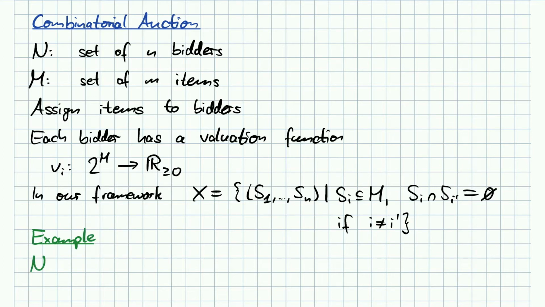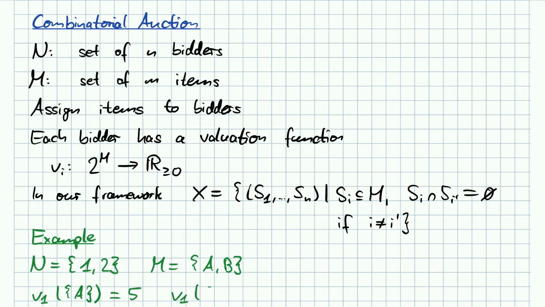We might have two bidders and two items. And now we can define the function v arbitrarily. So for example, we might set v_1: if bidder 1 gets item A, then they have a value of 5. If they get only item B, then they have a value of 9. And if they get both items, then they also have a value of 9.